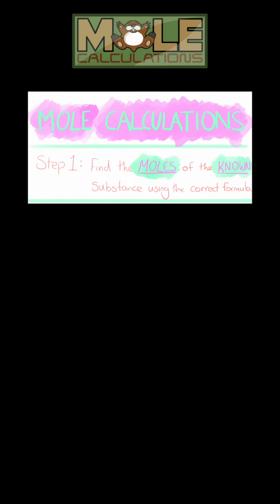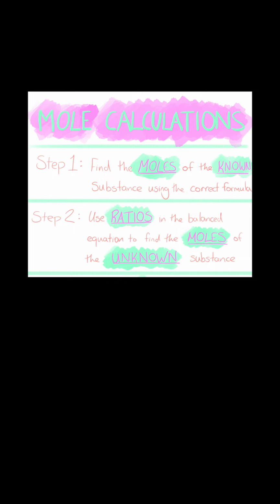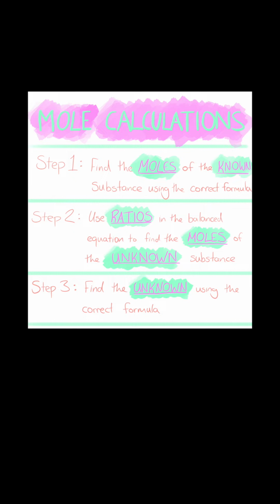When carrying out mole calculations, there are 3 basic steps that need to be taken. The first is to find the moles of the known substance using the correct formula. The known substance is what you know the value of. The second step is to use the ratios from the balanced equation to find the moles of the unknown substance, which is the substance you're trying to find out. And the third step is to find out the unknown value by using the correct formula out of the 3.